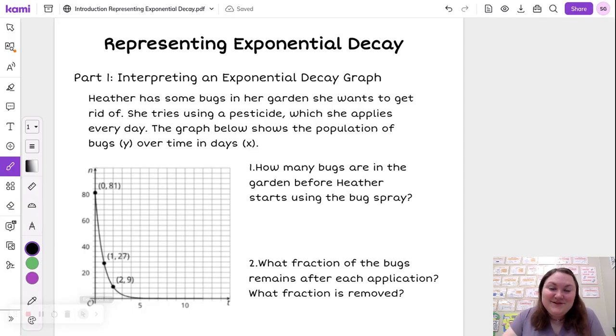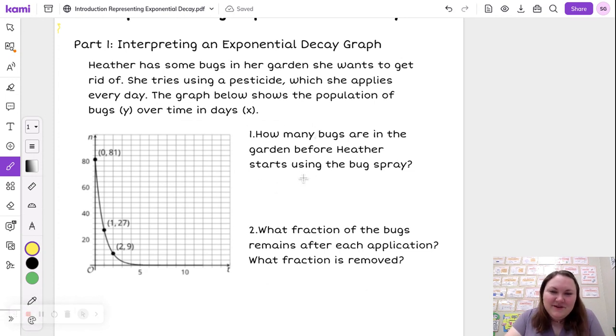I think this is one you can do on your own using what we've learned in past lessons. So go ahead, pause the video here and try answering number 1. Another way to think about this question is we are trying to figure out what our starting point is. And when I say it like that, it helps us see I want to look for that vertical intercept, which is right here at this point. So at day 0, before she starts using the pesticide, we have a bug population of 81. So my answer for this one would be there are 81 bugs in her garden.